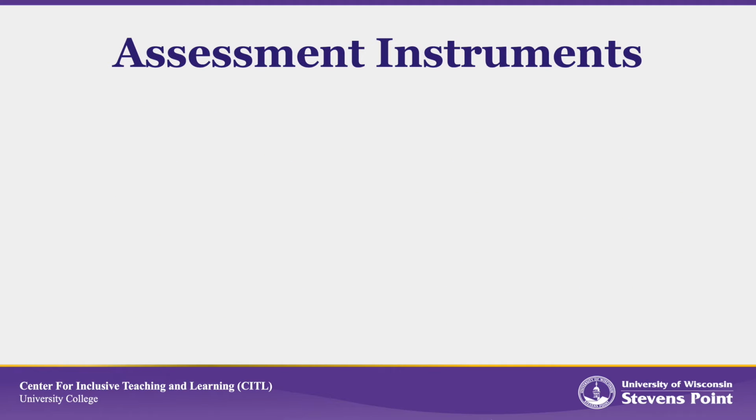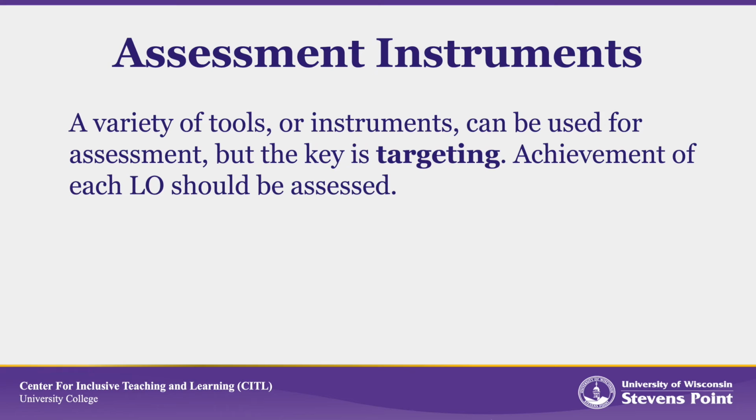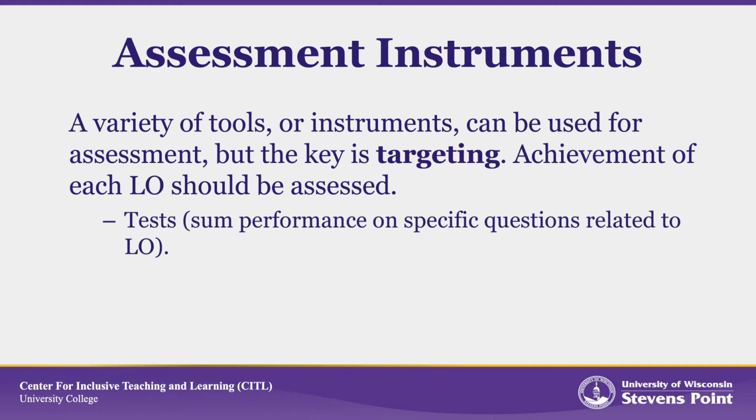There are a variety of assessment instruments or tools that you can use to assess student achievement of learning outcomes in your course. It's important that you choose your tool carefully so that it aligns with the learning outcome and ensures good assessment. It's also important that you target the assessment so that you're evaluating student achievement of each learning outcome separately. So, how might you do this?